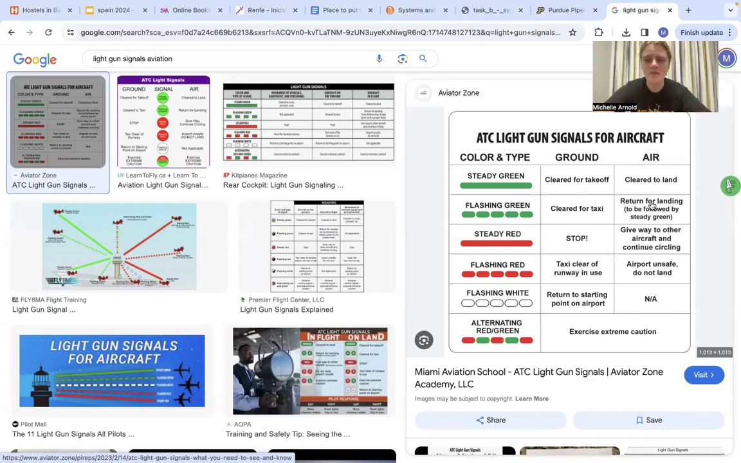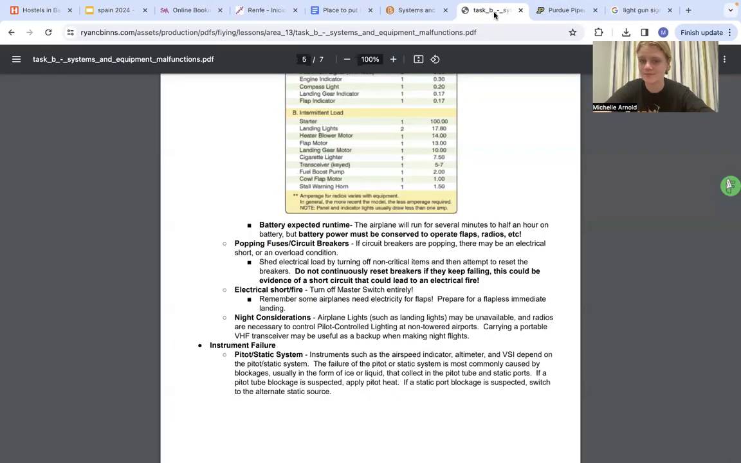You're going to be more focused on the air side. So steady green light means cleared to land. Flashing green light means return for landing. Steady red means give way to another aircraft. Flashing red means airport unsafe, do not land. And alternating red and green means exercise extreme caution.